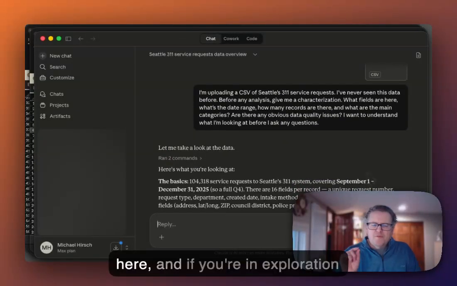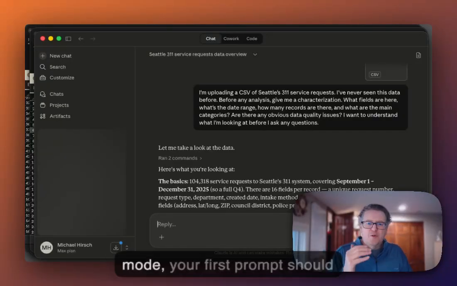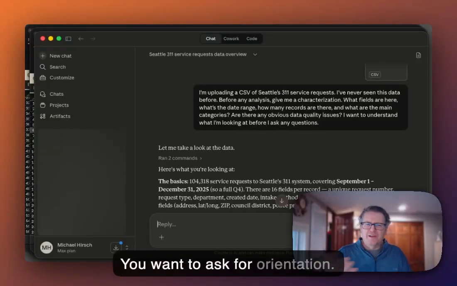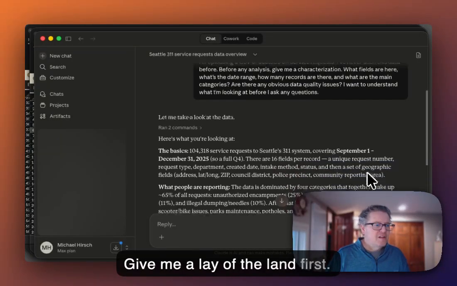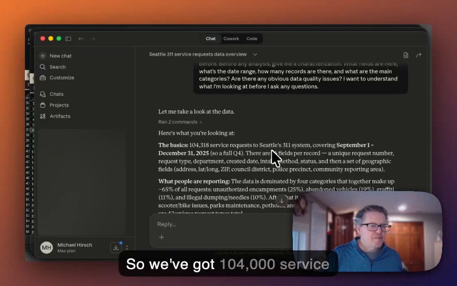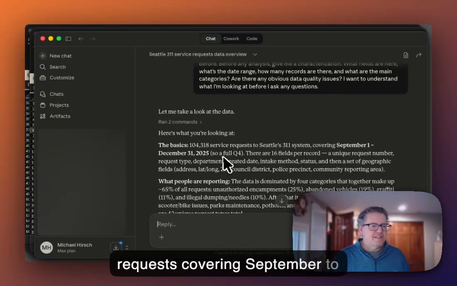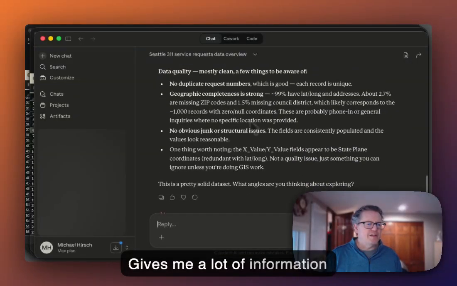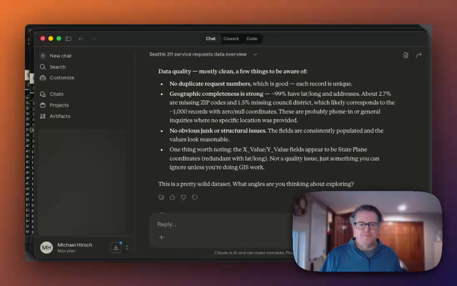Okay. Before I go into this, I want to point out that my first prompt here, if you're in exploration mode, your first prompt should never be to ask for insights. That's too soon. You want to ask for orientation. Give me a lay of the land first. So we've got 104,000 service requests covering September to December, a full Q4. So this is all really, really good. Gives me a lot of information here.